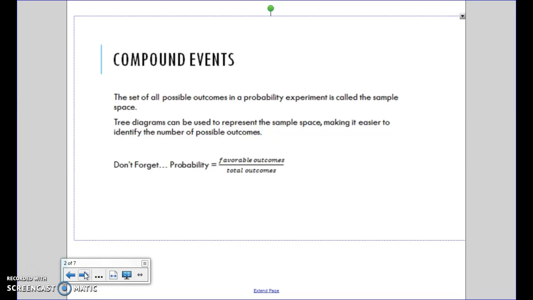Don't forget, probability is the favorable outcomes compared to the total outcomes. What we want to happen compared to what could happen.